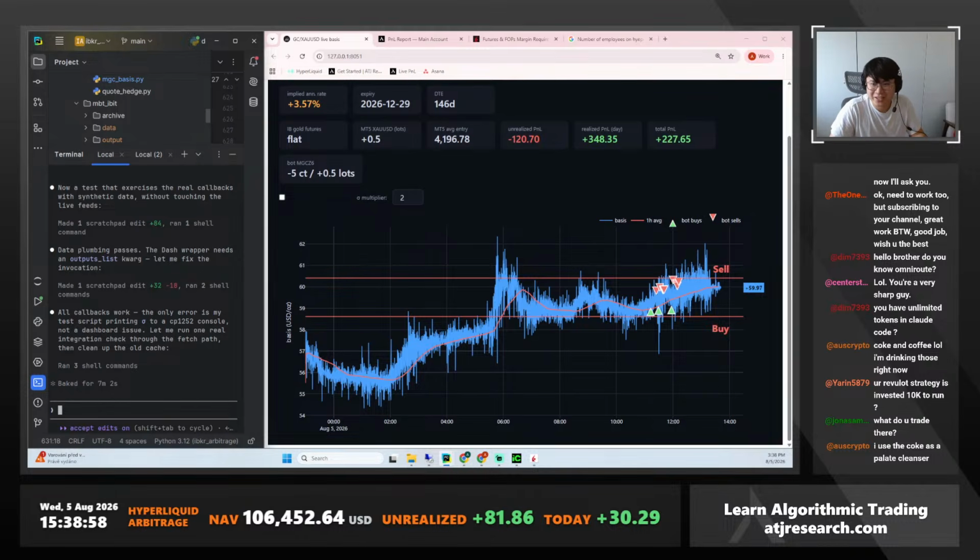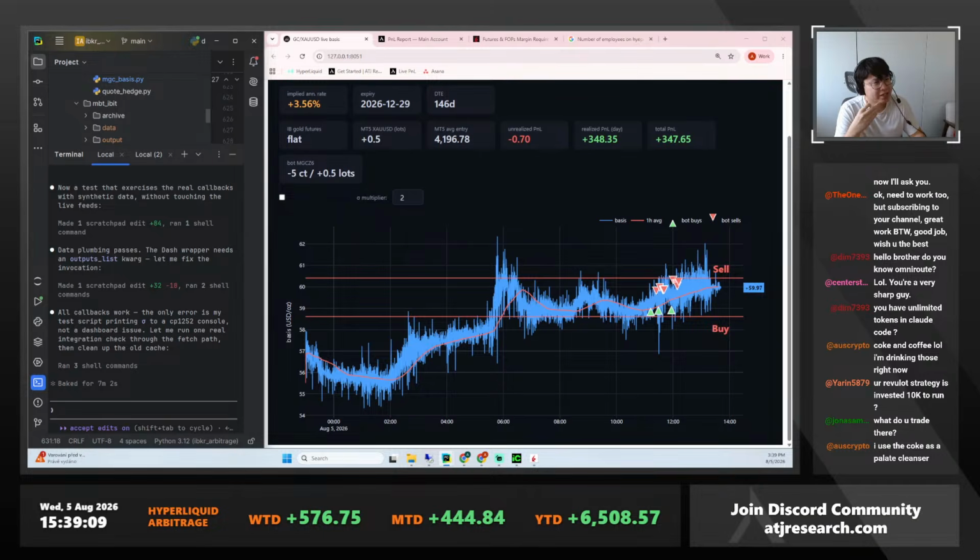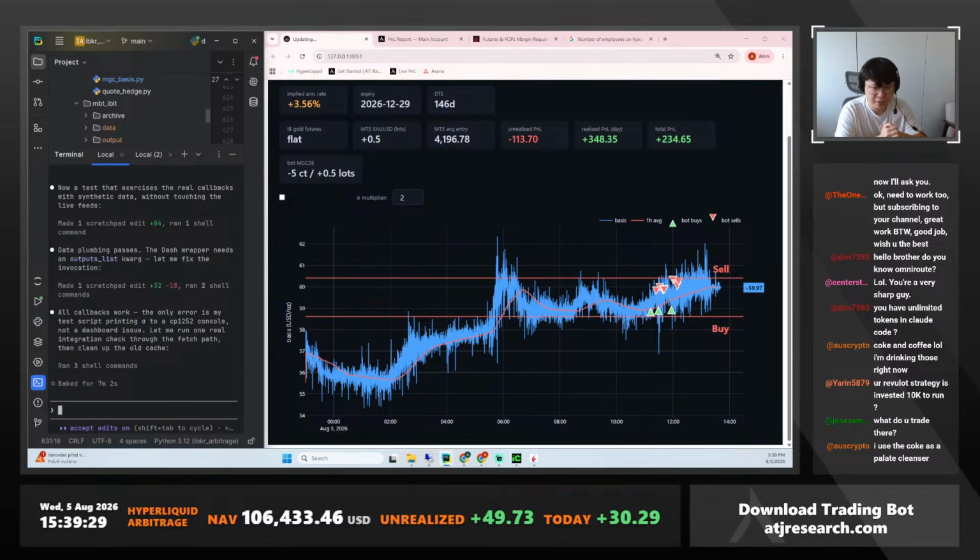Coke and coffee. Drinking those right now. Cool. I use the Coke as a palate cleanser. I think it has a toffee caramelly flavor, right? If you know what toffee is. If you mix coffee with Coke, it gives you this caramel, but still bitter taste, like dark chocolate with caramel. Yeah, I guess that's what it is. Tastes like dark chocolate with caramel if you combine those together.